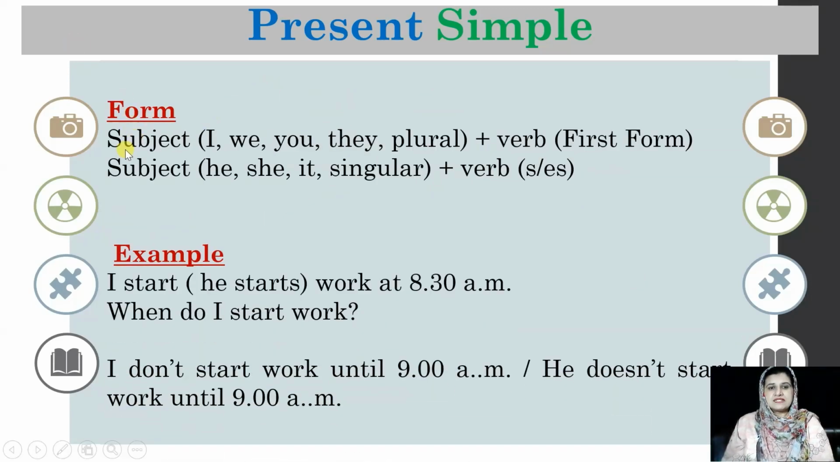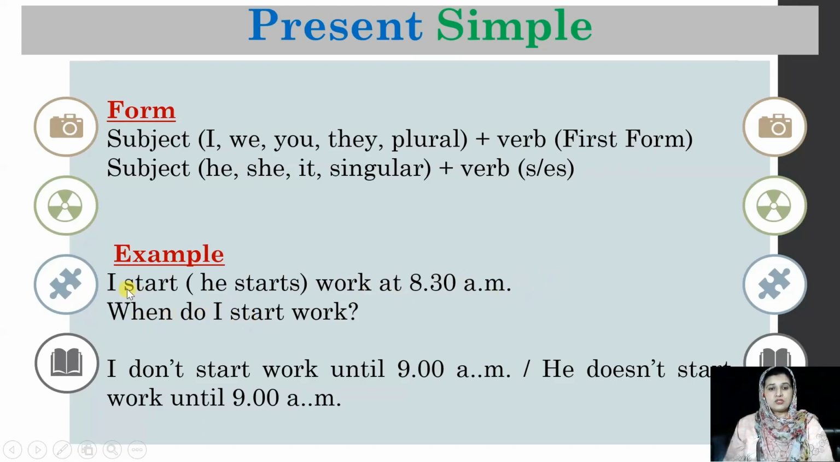Form. In present simple, there is a subject. If the subject is I, we, you, they, or plural, then we use the first form of the verb. Which form of the verb? First form of the verb. But if the subject is he, she, it or singular, then we add s or es with the first form of the verb. For example, I start work at 8:30 a.m. If it is I, then we should say start. But if we say he, then we are supposed to add s with it. He starts work at 8:30 a.m.